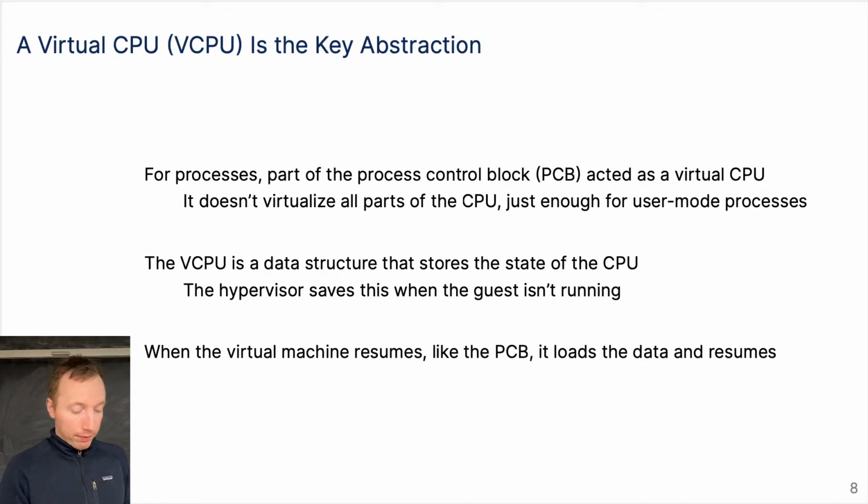So the vCPU structure just holds the entire state of the CPU. And when the guest isn't running, it gets context switched out like normal for processes. So it would just save all the additional registers. And when the guest gets context switched back in again, it just reloads it all again, and it's all good.